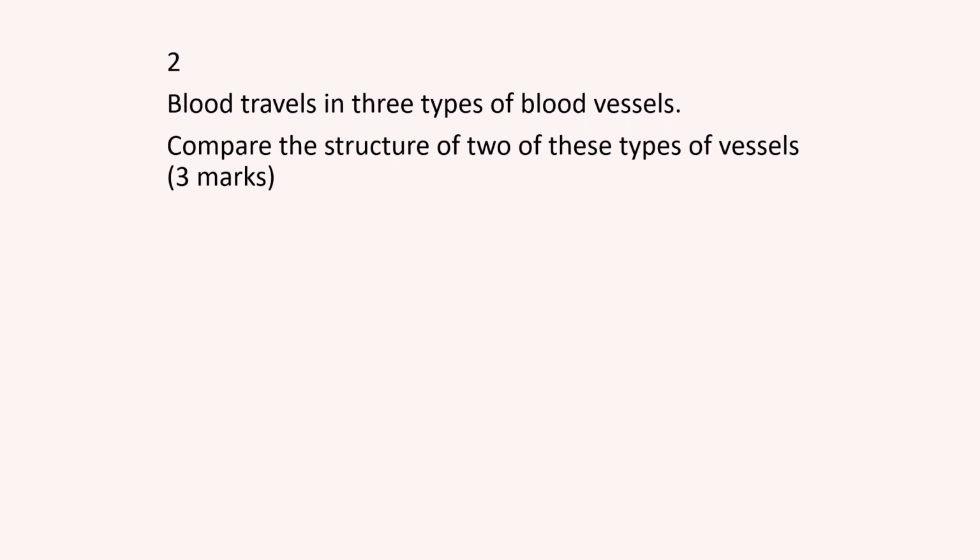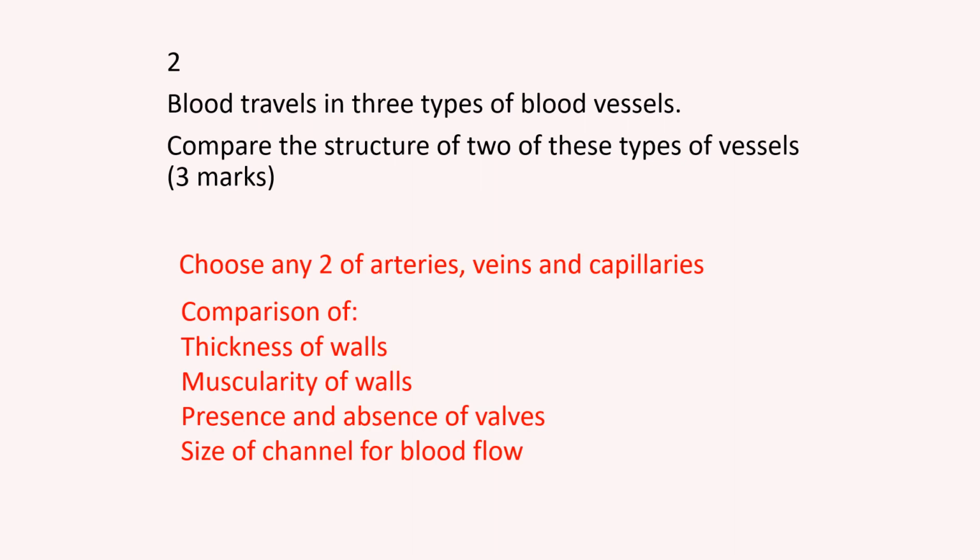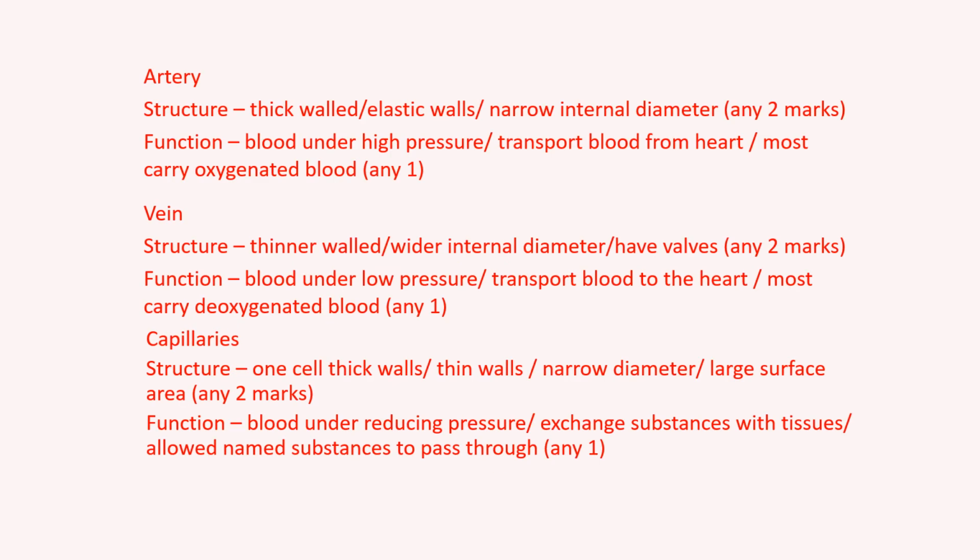So the answer would be, for the 3 marks, you would need to pick any 2 of either arteries, veins, or capillaries, and then you'd have to give a comparison of the thickness of the walls, muscularity of the walls, the presence and absence of valves, the size of the channel for blood flow. So for example, you could have put that arteries have a thick wall, whereas veins have a thinner wall, or that capillaries have a 1-cell thick wall.